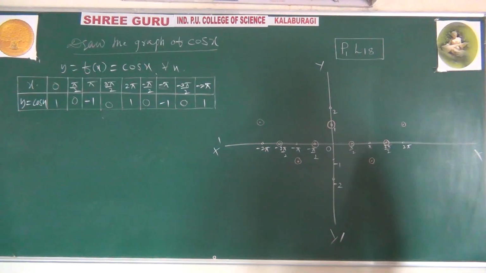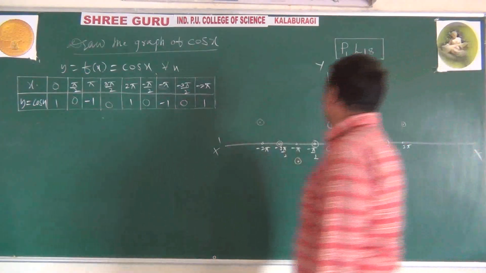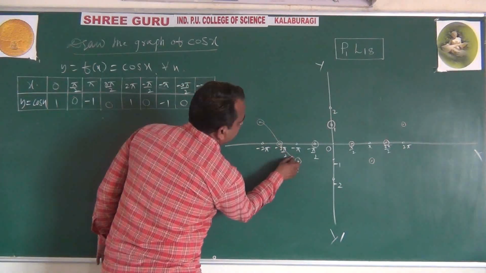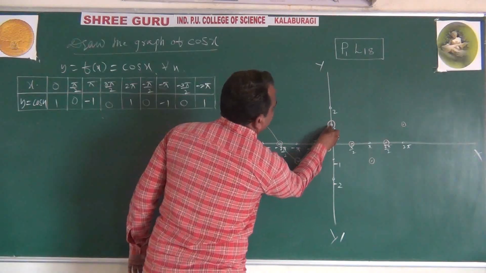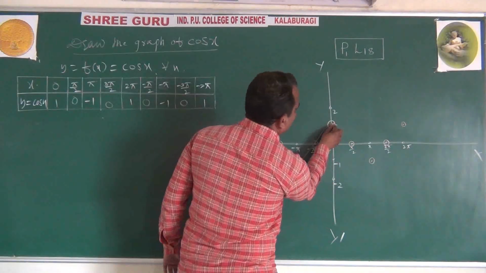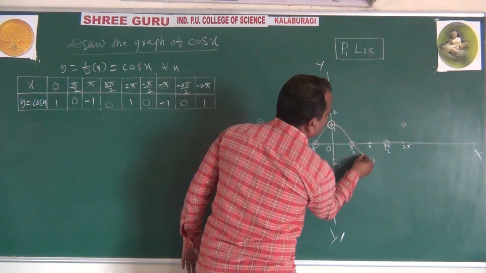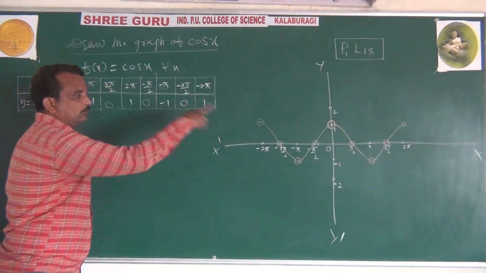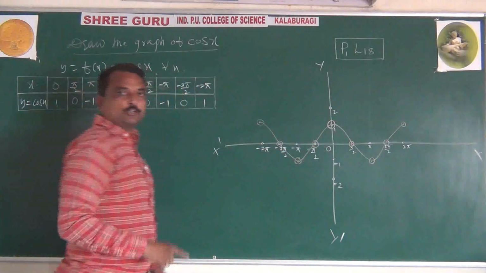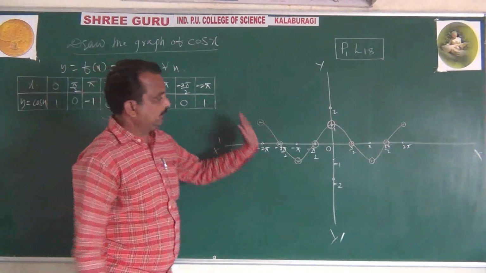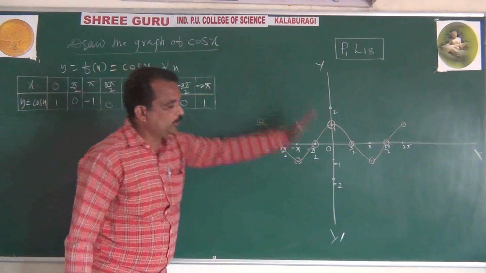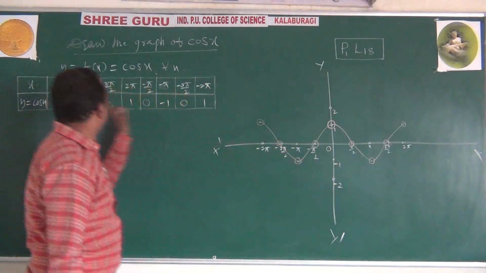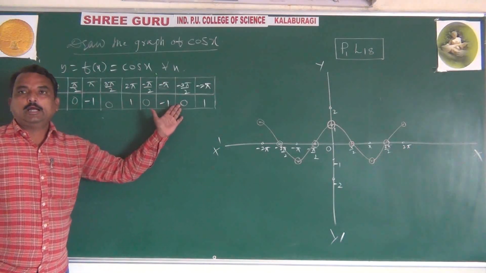Now see the graph of this one also, students. This is the graph here. See, it also oscillates up and down, up and down, above the horizon and below the horizon, by the same quantity. Here it is 1 and minus 1. It can't exceed more than 1 and minus 1.